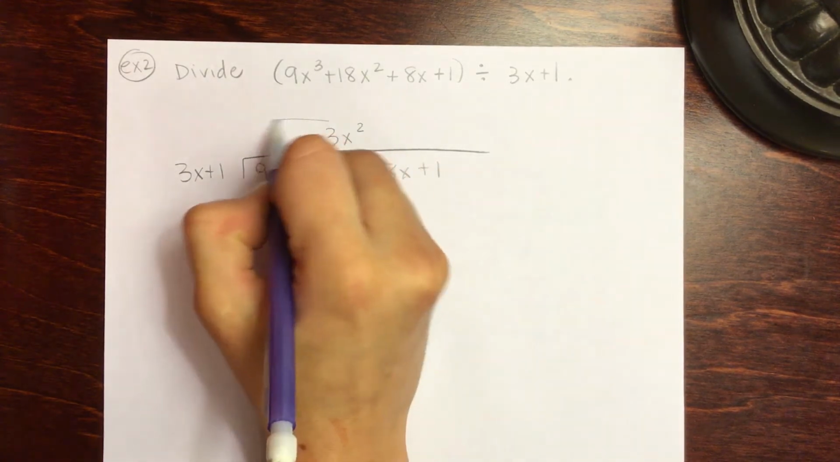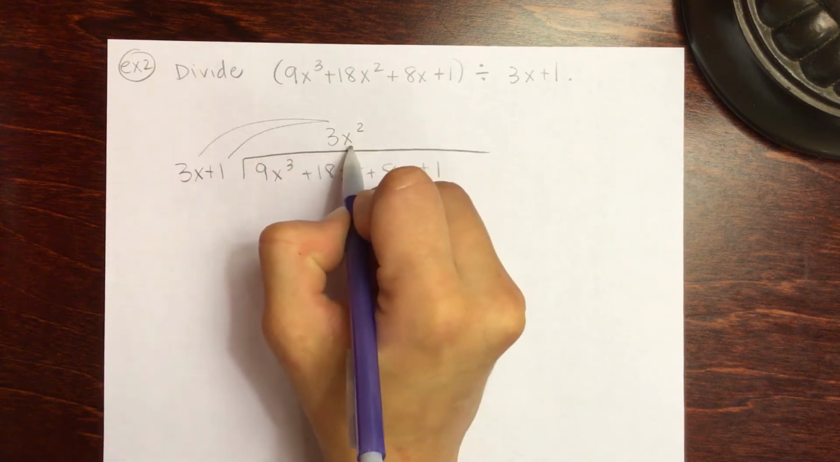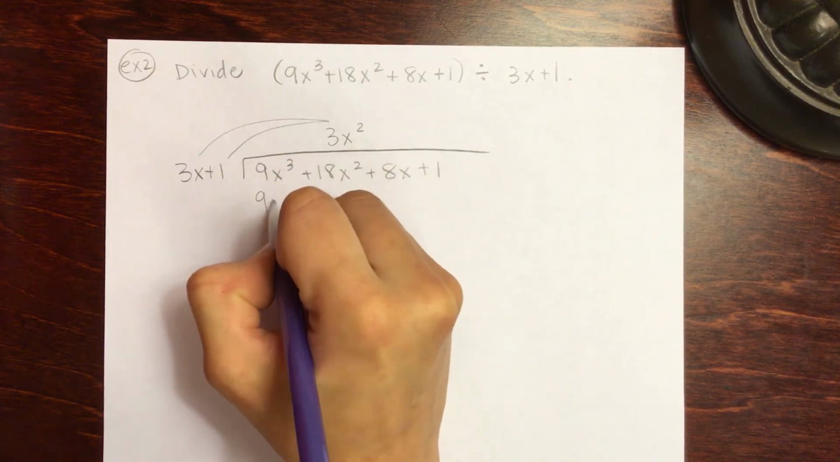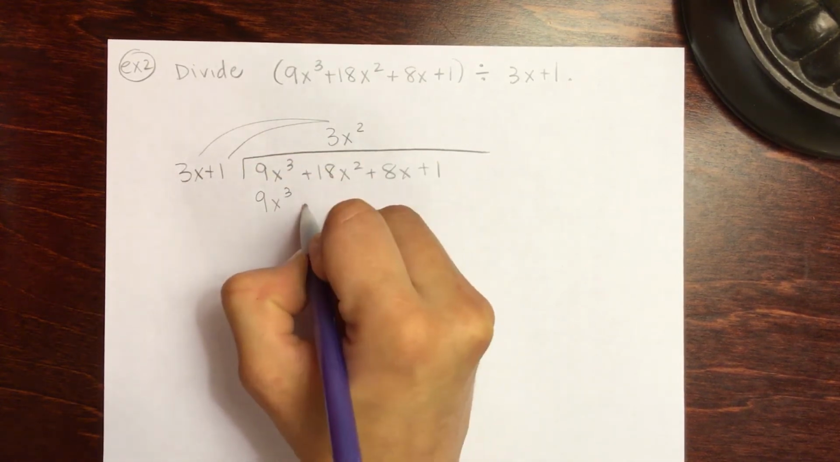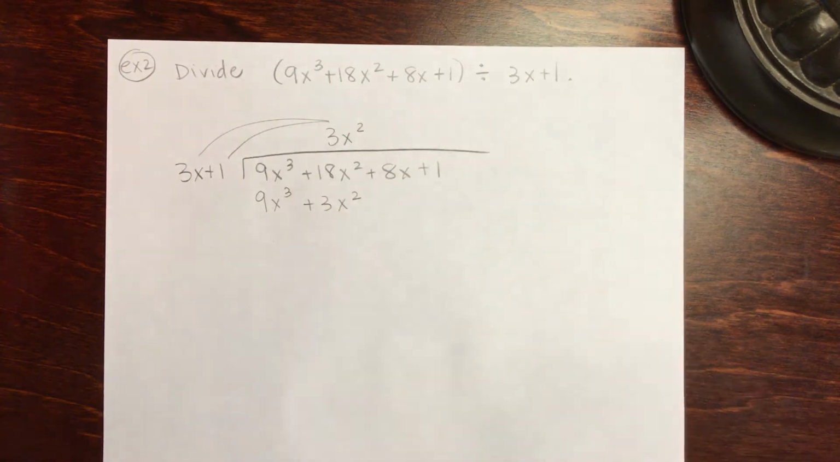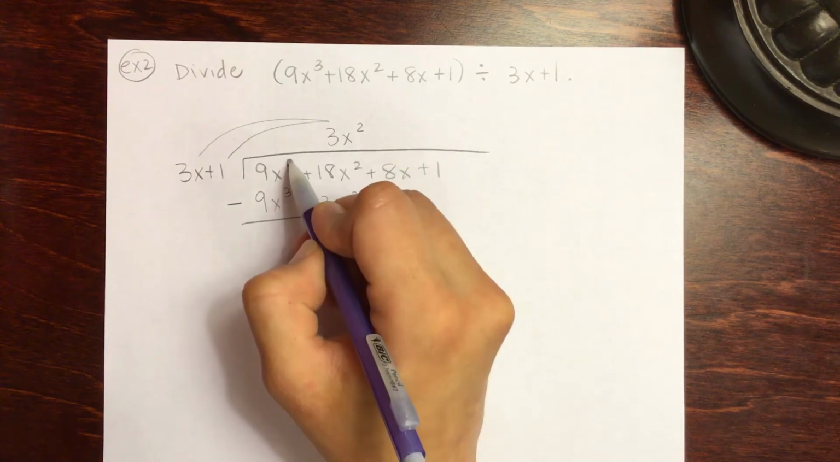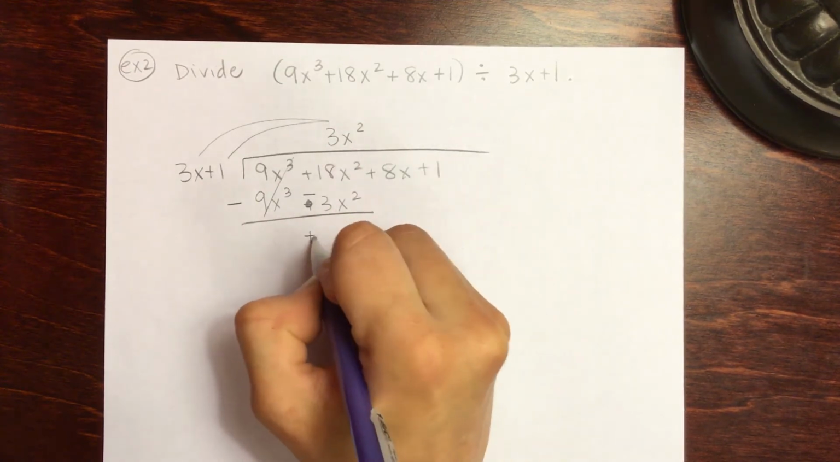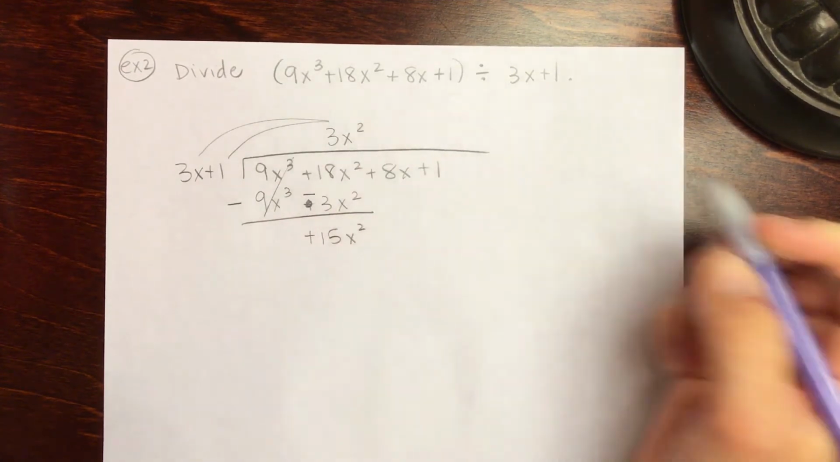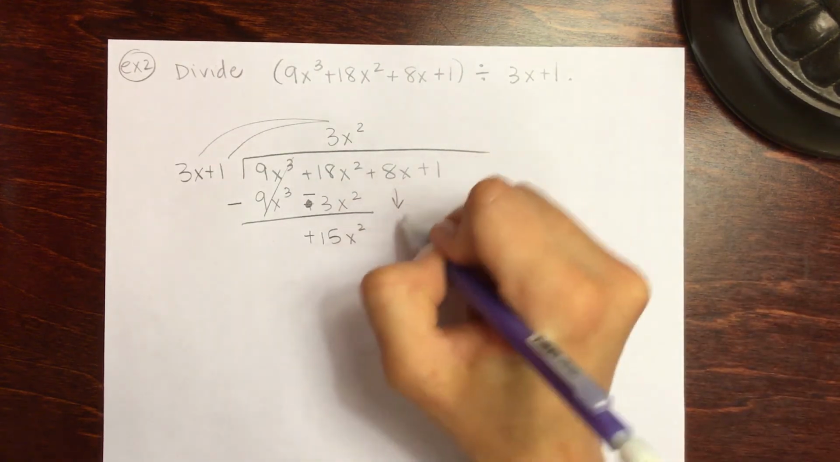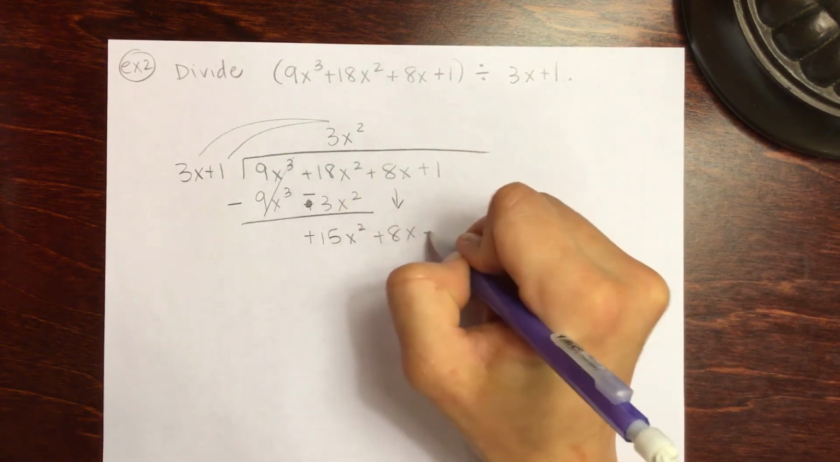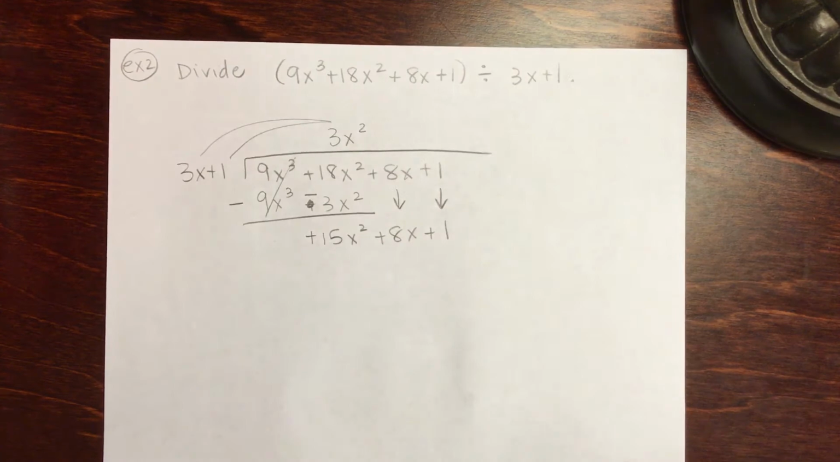All right, distribute that. So 3x squared times 3x is 9x cubed. 3x squared times 1 is 3x squared. Subtract. That means change the signs and add. That adds to 0. This adds to positive 15x squared. And bring down your unused terms so we can repeat the process.